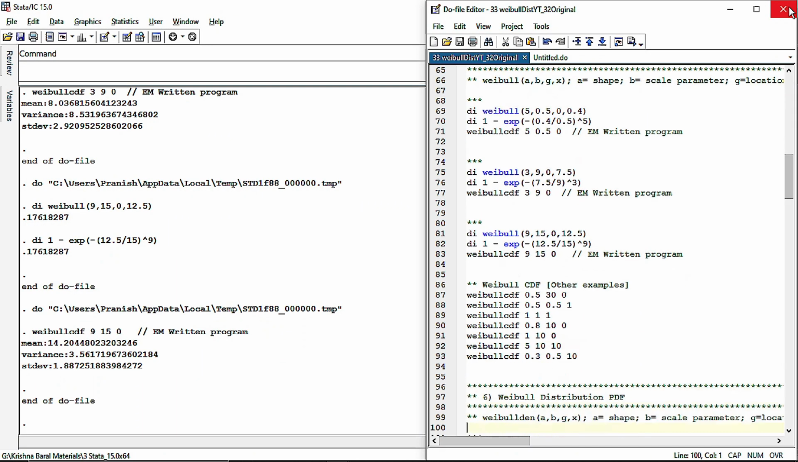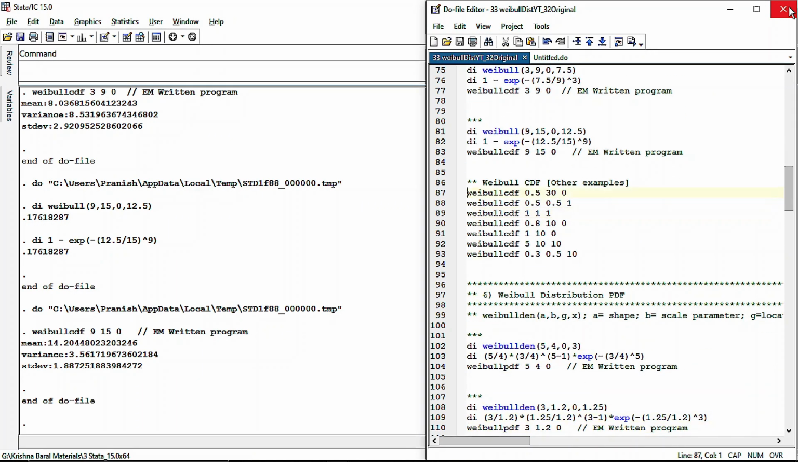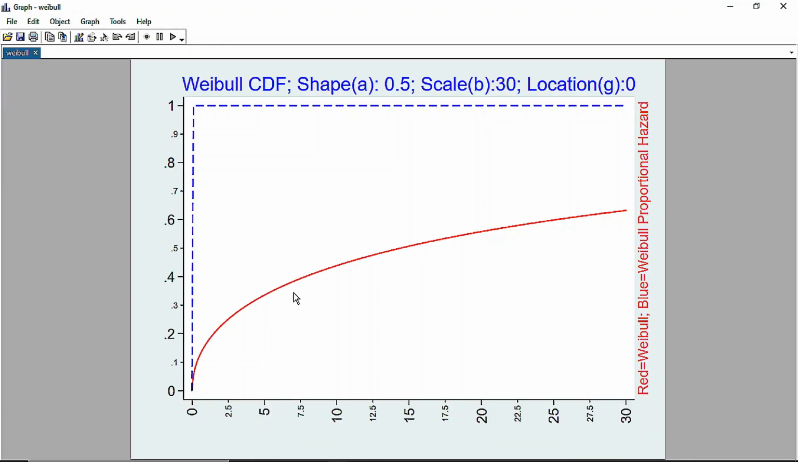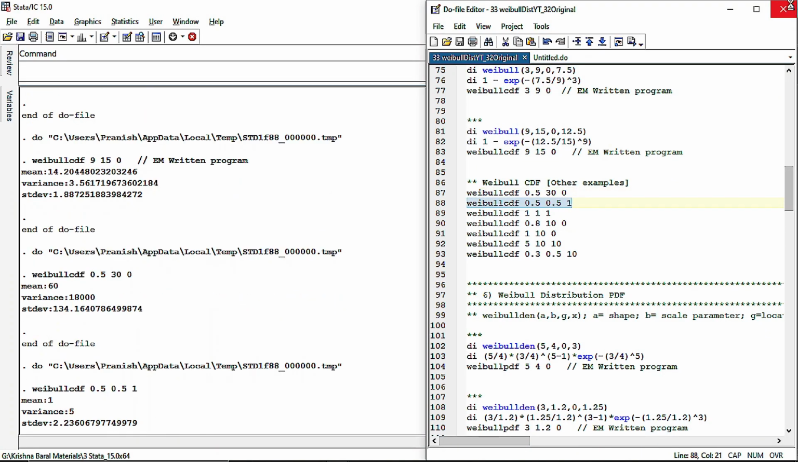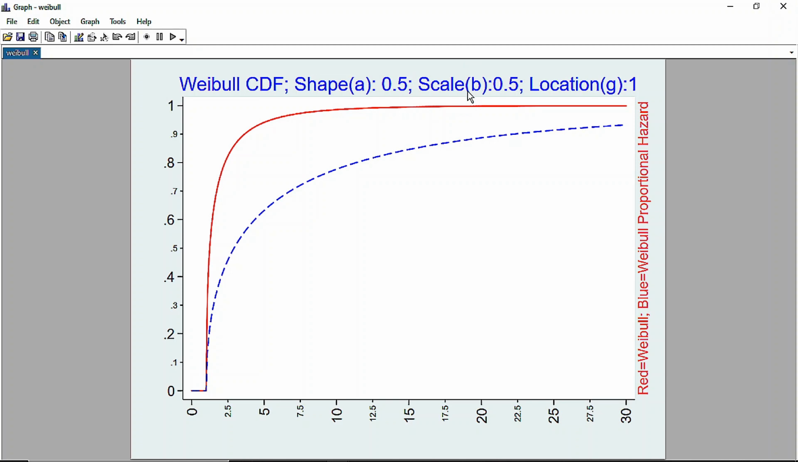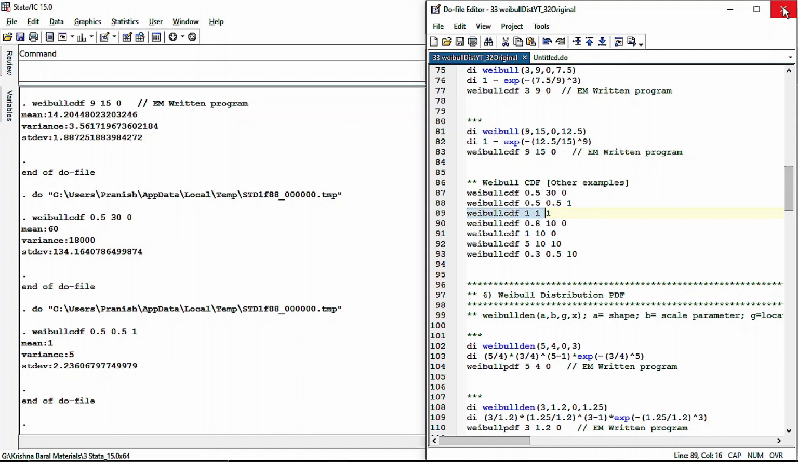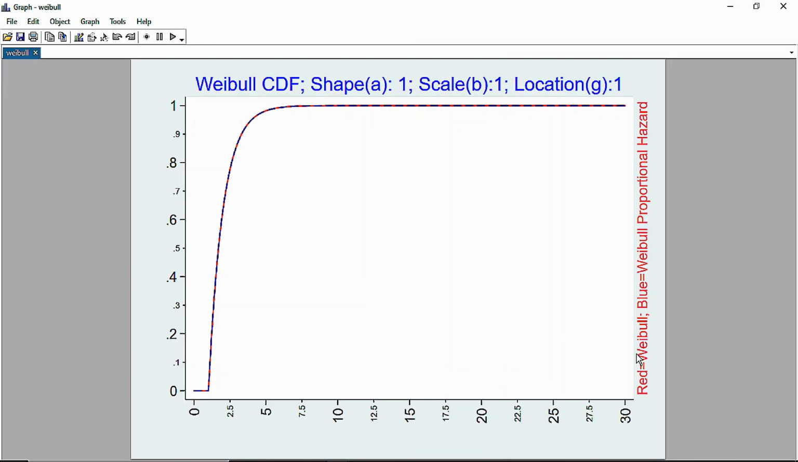Now let us see some more examples of the Weibull CDF for different parameters. The red line indicates the CDF of the Weibull distribution, while the dotted blue line represents the CDF of the Weibull proportional hazard distribution. Now let us see the CDF for these parameters: 0.5 and 0.5 are shape and scale, and location parameter g is equal to 1. All three parameters have the value 1. So the Weibull and Weibull proportional hazard CDFs have coincided for these parameters.